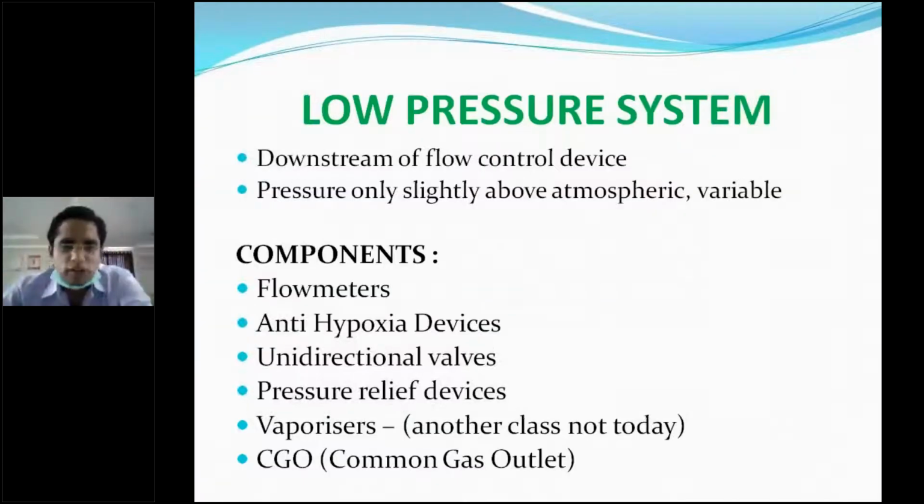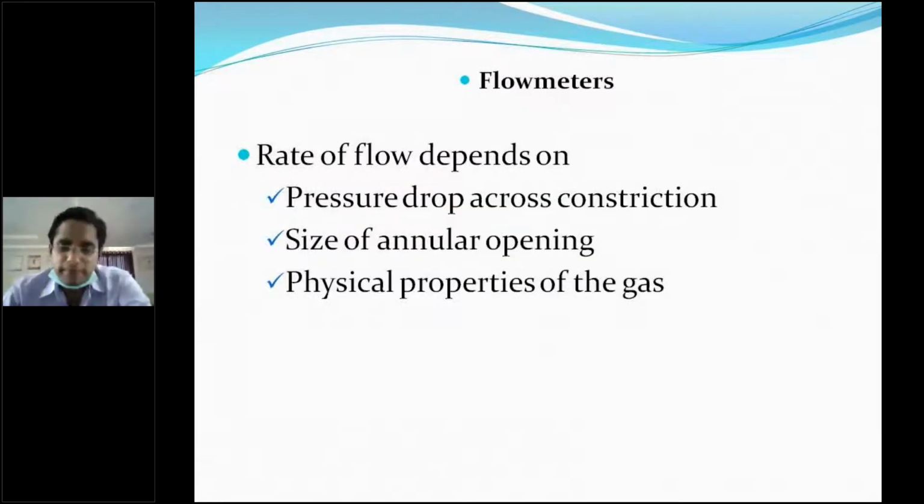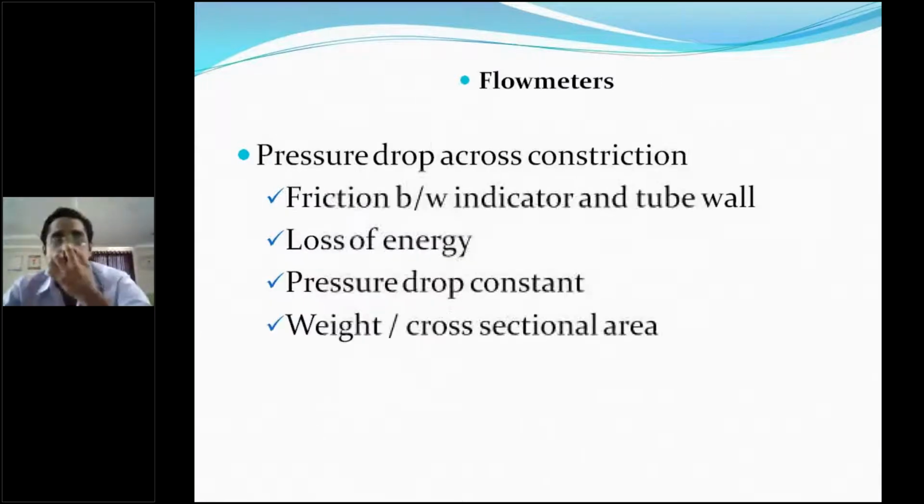Hope you're okay, fine. The normal atmospheric pressure is 14.7 psi. So these are the components of the low pressure system: the flow meters, anti-hypoxia devices, unidirectional valves, pressure relief valves, vaporizers, and the common gas outlet. For the flow meter, the rate of flow depends on the pressure, the size, and the physical properties of the gas.